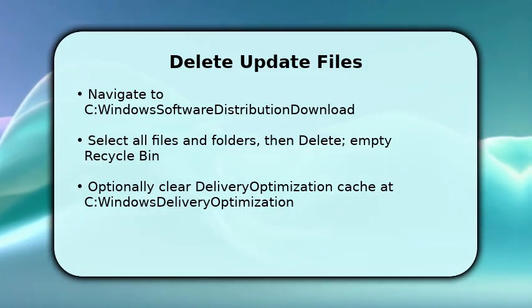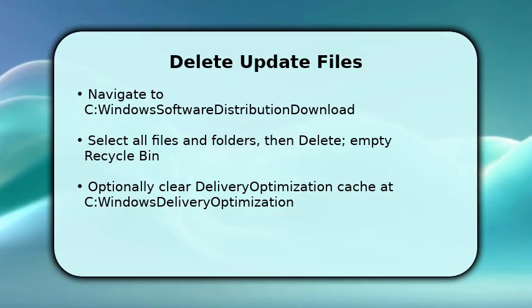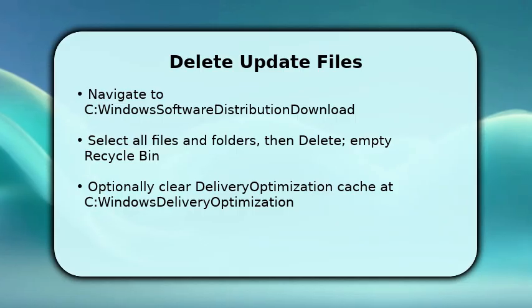Once completed, optionally check C:/Windows/DeliveryOptimization to clear peer cache. Make sure services remain stopped while deleting, otherwise locked files will block the operation. You're removing only downloaded installers and temporary data.